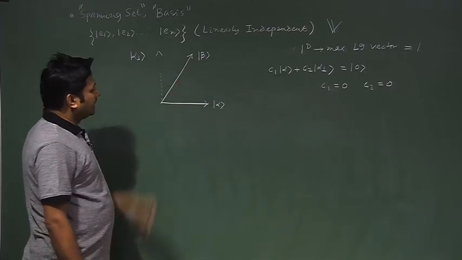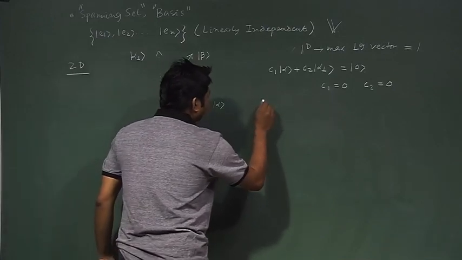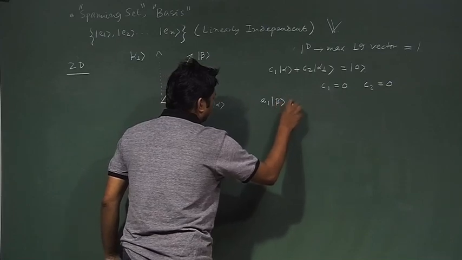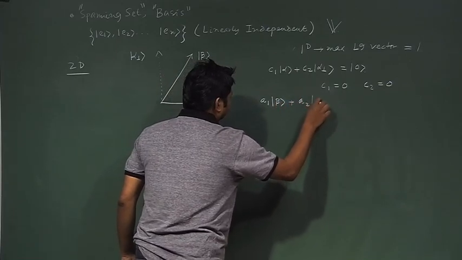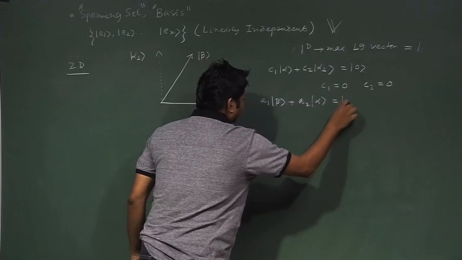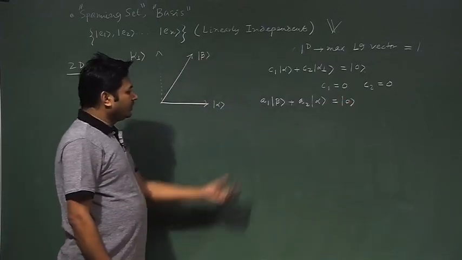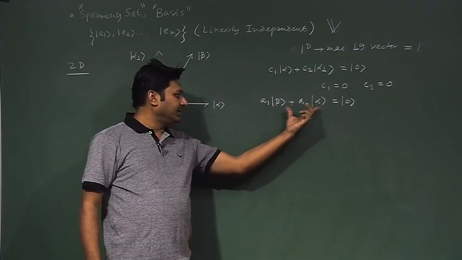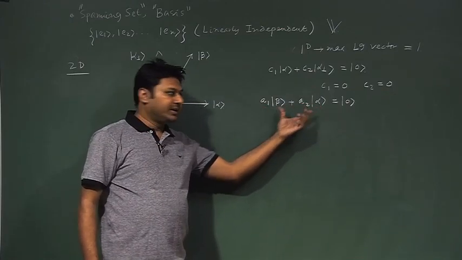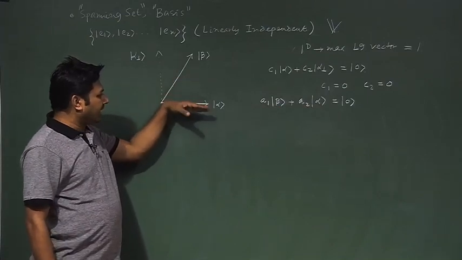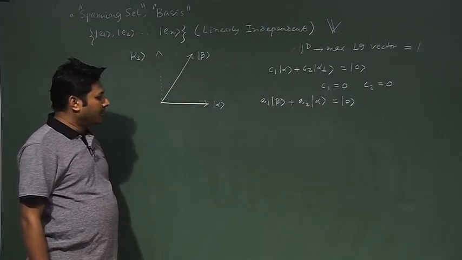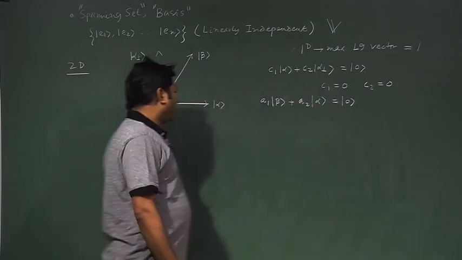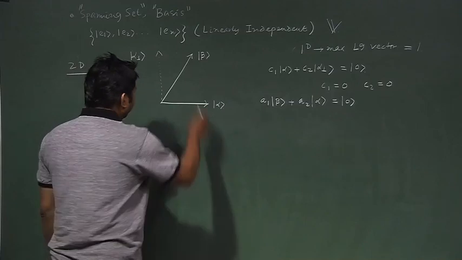But what about beta? Now I need to find out this condition, A1 beta plus A2 alpha. If it is 0, my next question is: is it possible to show that A1 and A2 are also 0? Because I am claiming that these two vectors are linearly independent, because these two vectors cannot be written in terms of each other, but I need to show that. So after considering this equation, I can show that it may be possible. So let me do that in this way.